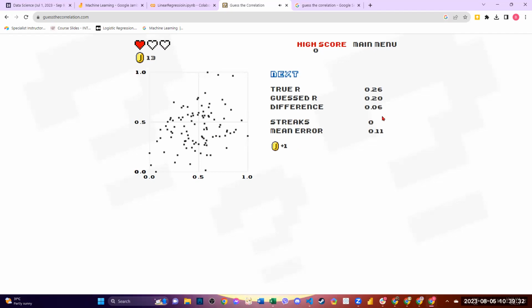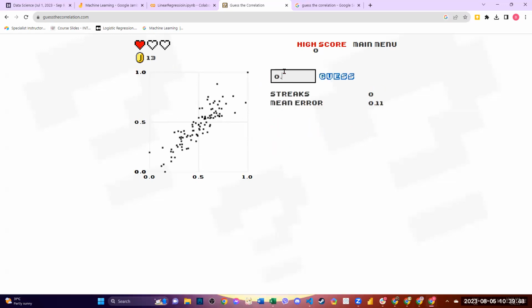Very good. So 0.26 is the true answer, and we guessed 0.20. So we just have a difference of 0.06. Another one? How about this one?